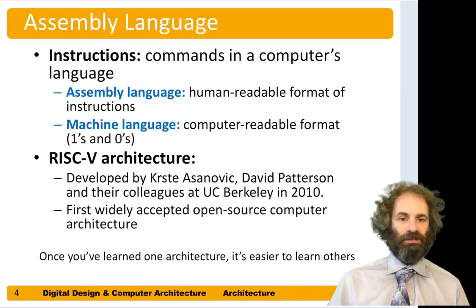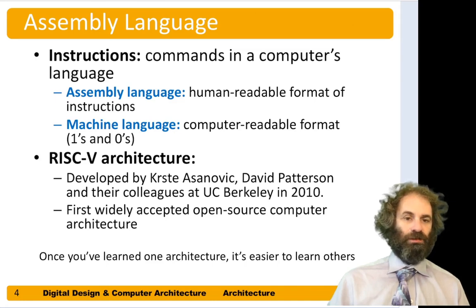The RISC-V architecture was developed by researchers at Berkeley starting in 2010. It's the first widely accepted open source computer architecture, so it can be used freely by anybody. It can be enhanced, and it's gaining a lot of traction in industry right now. It's a hot thing, so we're focused on that one in this class. But once you've learned one architecture, it's really easy to learn all the others.